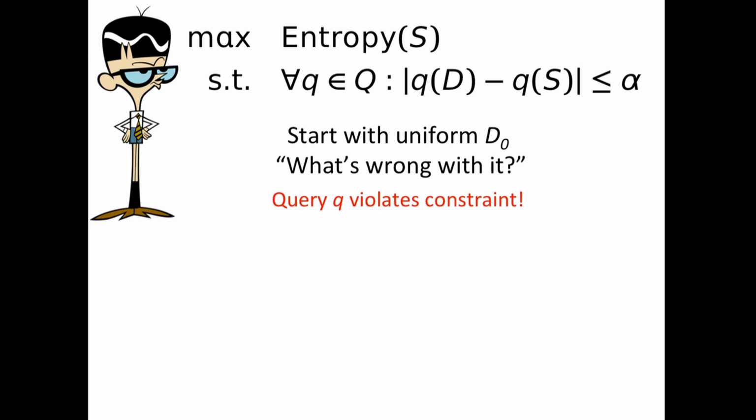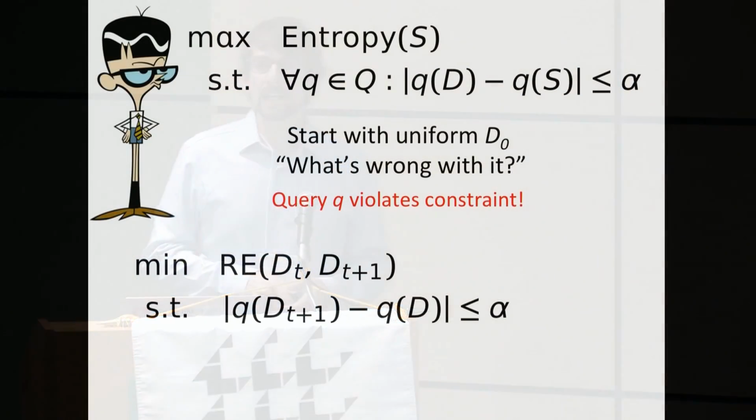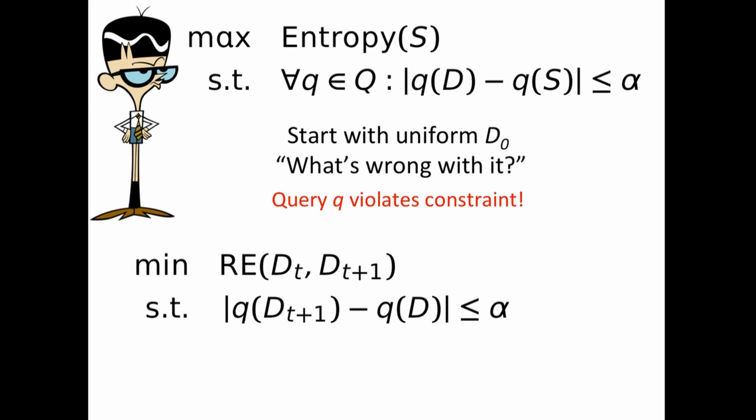Meaning that the uniform distribution does not approximate the actual data set on all the queries. Okay, so if we have such a violation, if we have a query which violates one of the constraints, we can try to fix up the distribution that we have. We can try to go from the uniform distribution to a better distribution. And this actually leads to another neat optimization problem, which is how do we go to the next distribution? Suppose you have a distribution d sub t. So in the first case, that's just the uniform distribution. And you want to go to a new distribution, d sub t plus 1.